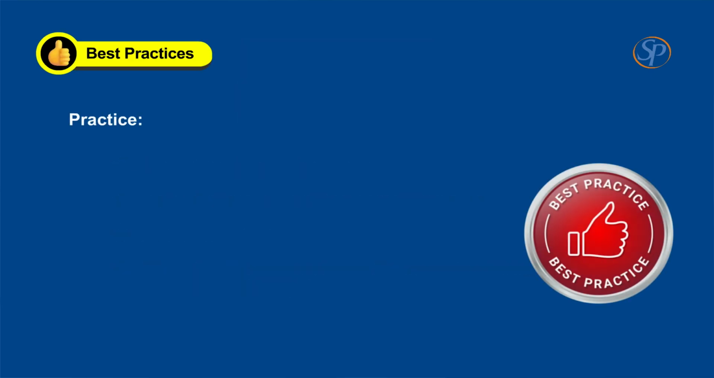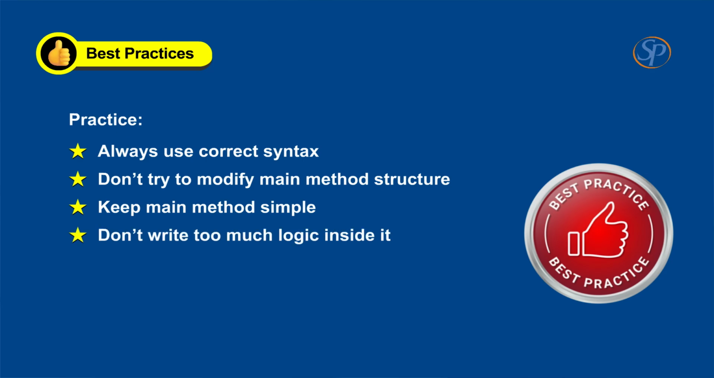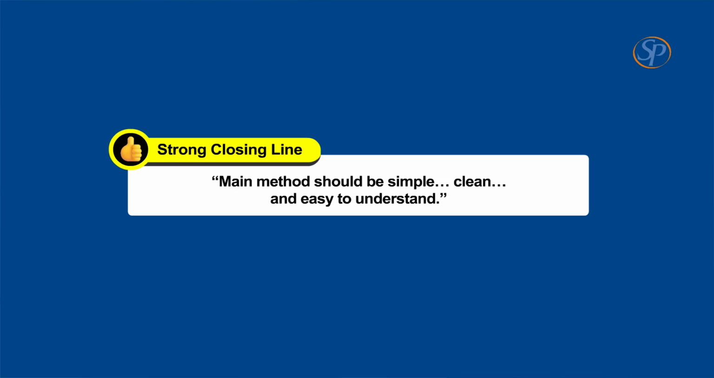Now let's see some best practices. This will help you write clean code. First, always use correct syntax. Don't try to modify the main method structure. Next, keep the main method simple. Don't put too much logic inside it. Instead, create separate methods and call them from the main method. And also use meaningful print statements so that output is clear and easy to understand. Main method should be simple, clean, and easy to understand.